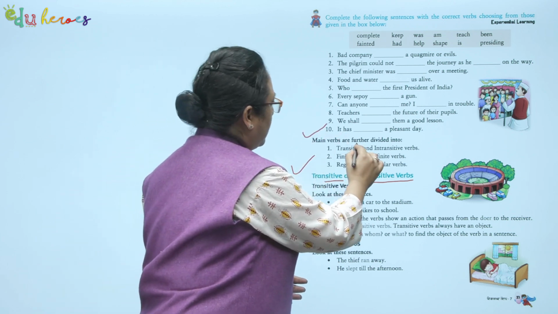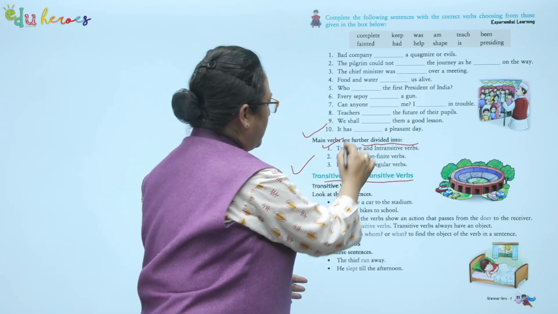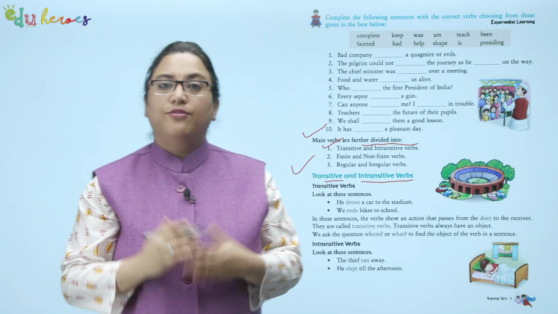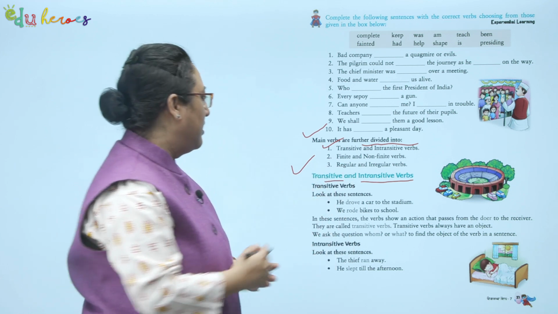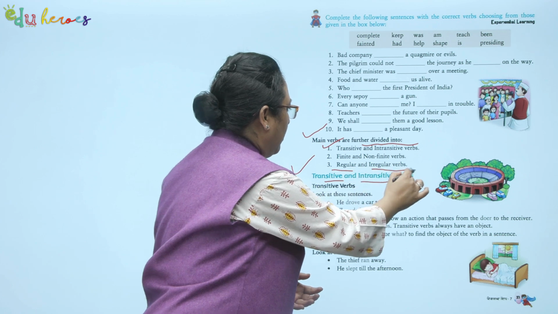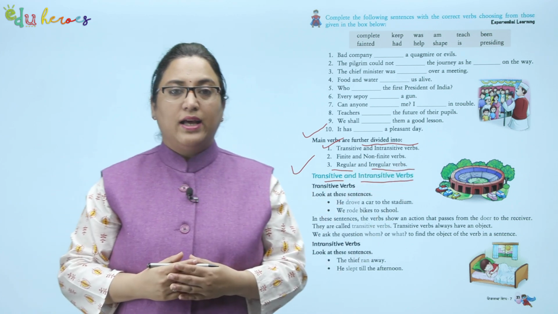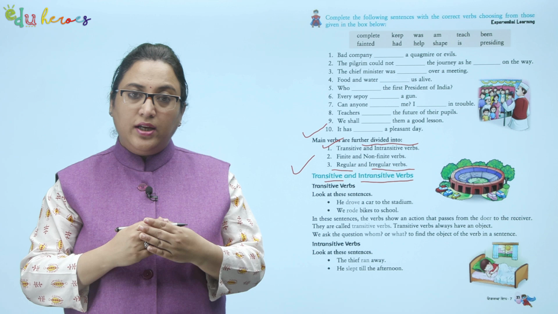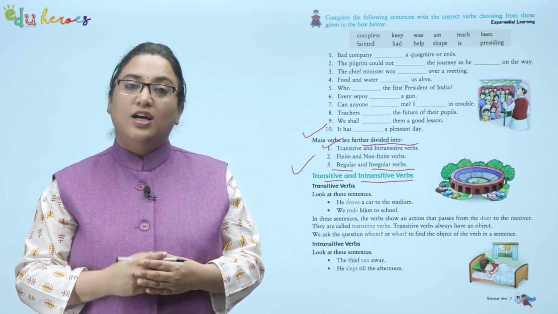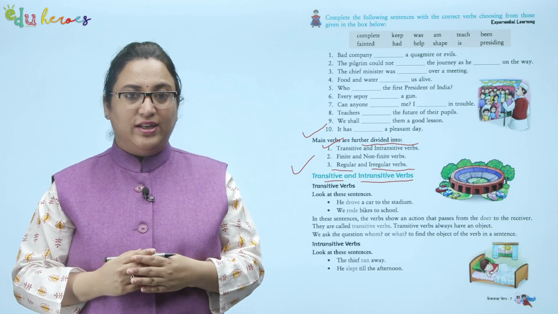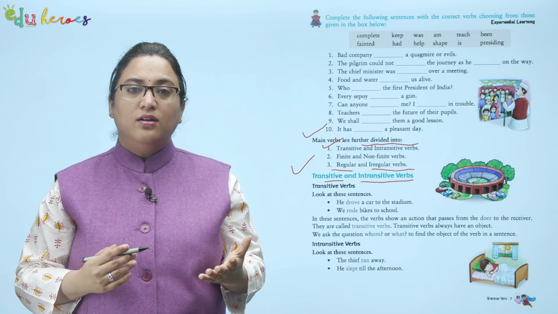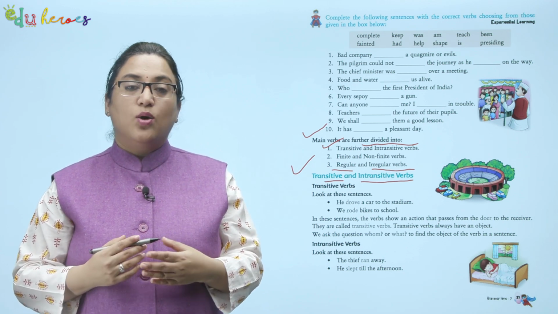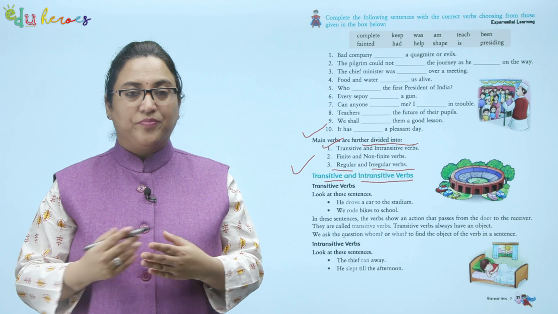Main verbs are further divided into transitive and intransitive, finite and non-finite, and regular and irregular. Let's begin with transitive and intransitive first. Look at these sentences carefully. He drove a car to the stadium. We rode bikes to school.